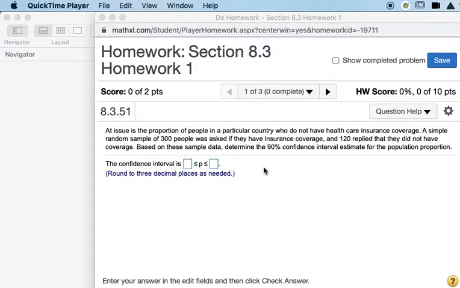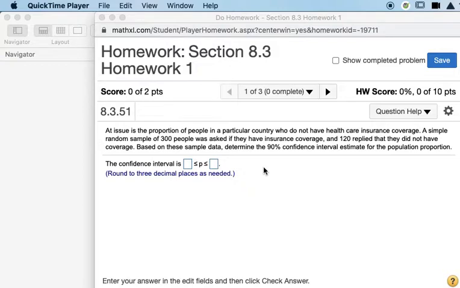In this video, we're going to use Minitab 19 to calculate a confidence interval for a proportion. We're going to do this homework problem as an example. It says, at issue is the proportion of people in a particular country who do not have health care insurance coverage. A simple random sample of 300 people was asked if they have insurance coverage, and 120 replied that they did not have coverage. Based on these sample data, determine the 90% confidence interval estimate for the population proportion.